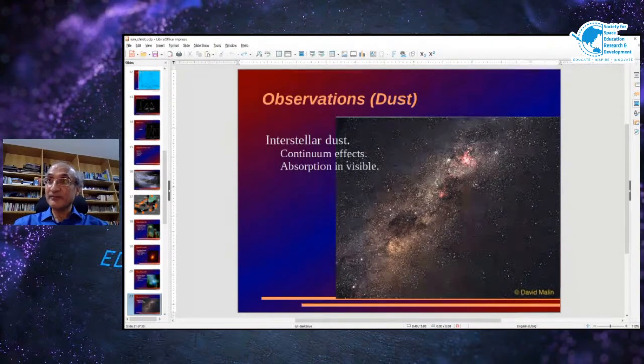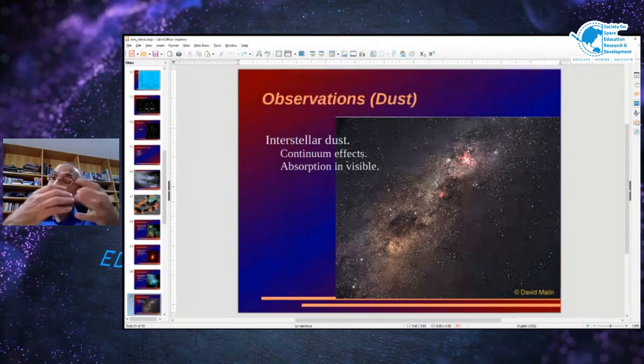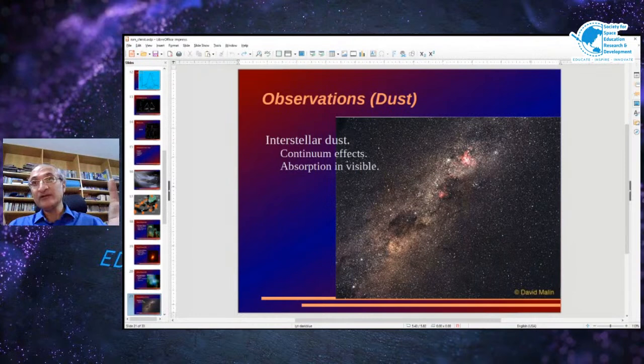So if I look at this dark patch in the disk of our galaxy, this dark patch here is the Coalsack Nebula. Why is it called the Coalsack Nebula? It's called the Coalsack because it's so dark. It doesn't allow light through it. Now, the difference between gas and dust is that gas is one atom or maybe a few atoms. The dust is maybe 50 atoms, which might be a large molecule, up to micron-sized particles.